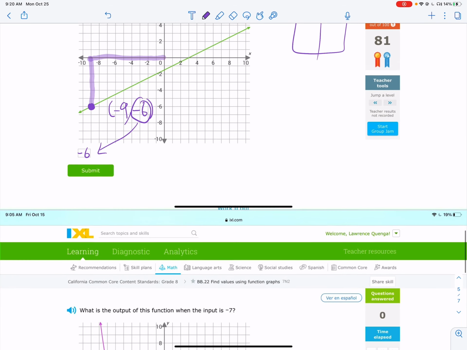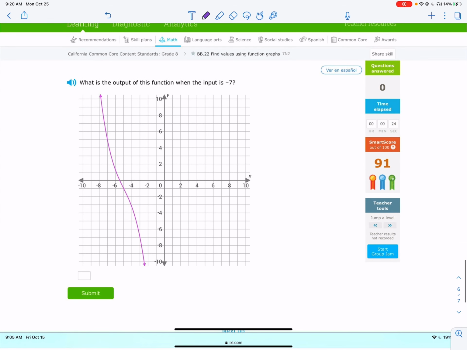All right. And then the last one here says what is the output of this function when the input is negative 7? Start at 0, 0 always. I go over to negative 7, and then I go up on this line, and here's my point right here. When the input is negative 7, the output is positive 5. So I'll go ahead and take this positive 5, and I'll plug it on into that box. Okay, and that's how you find values using function graphs.